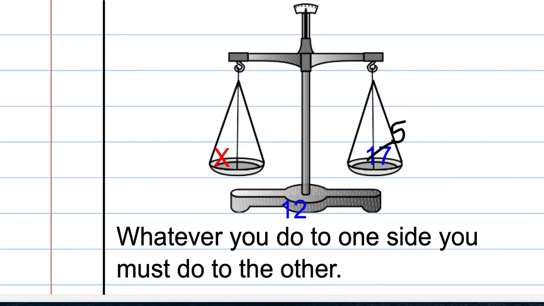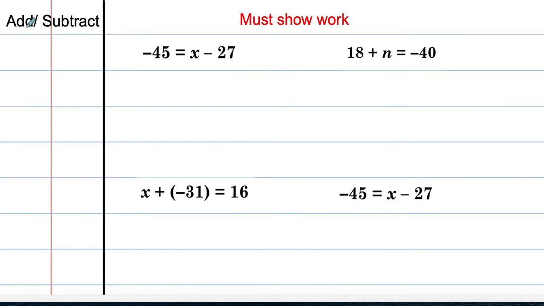So today, you're going to be able to see a lot of your answers, but it's about showing your answers. How do you show them? So first, add or subtract. You must show your work. So let's look at this first one. Write down negative 45 equals x minus 27.